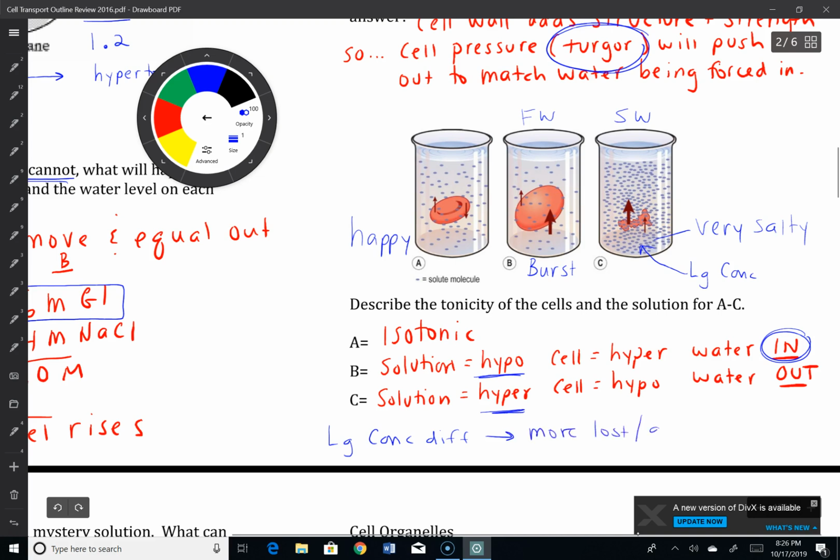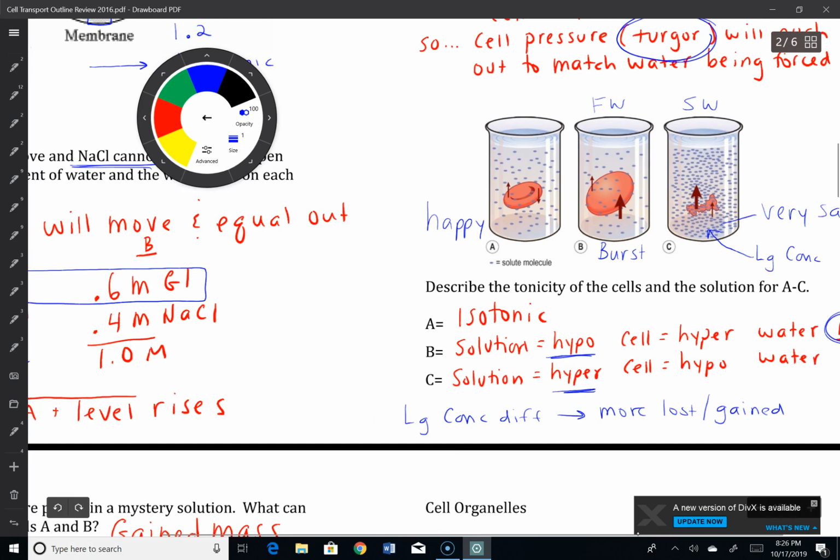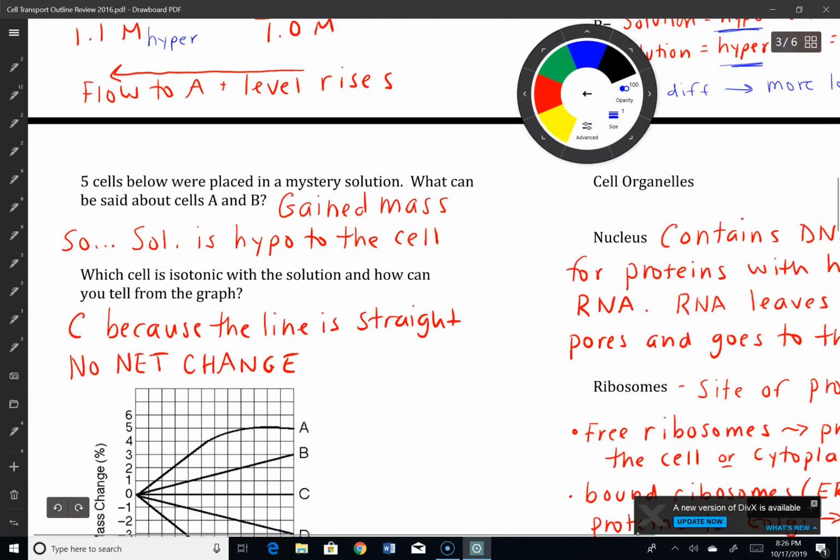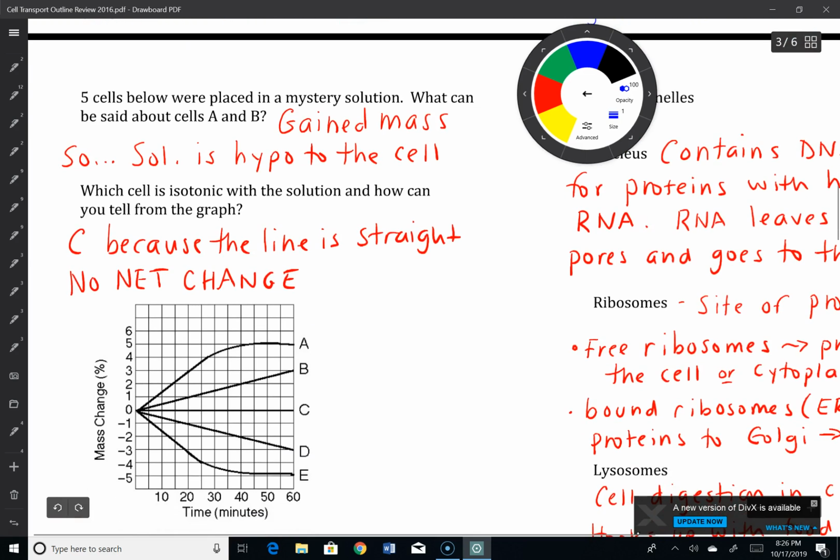And we saw that in the potato experiment. So that is water movement, that is passive transport, that is active transport, that is facilitated diffusion. That is all anything to do with water movement. Coming up over here, a couple more questions based on that.